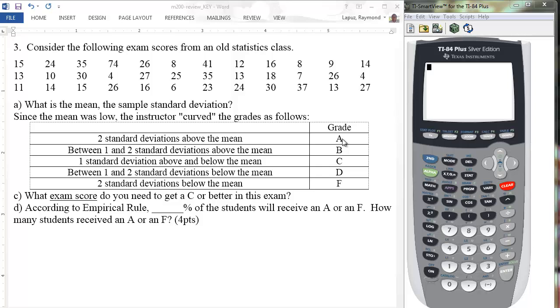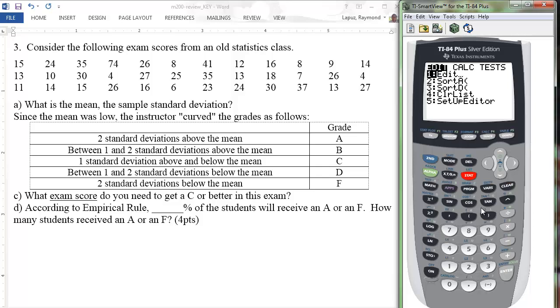2 standard deviations above the mean or higher. And then same goes for the opposite side. And so they want to know what we need to get a C. Alright, let's answer the questions. Let's take a look at the mean and sample standard deviation first of all.